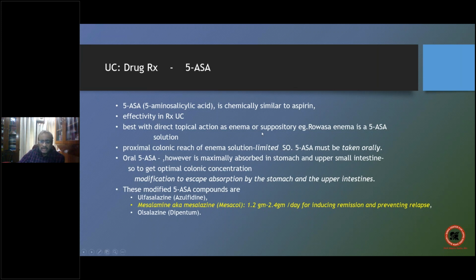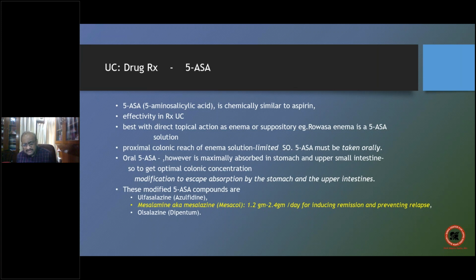So oral ASA in those patients where you have a greater degree of colonic involvement, the descending colon, the splenic flexure, the transverse colon, and so on and so forth. Now, with oral 5-ASA, the problem is it's maximally absorbed in the stomach. So if the absorption occurs in the stomach, it is not going to reach the luminal concentration that is required in the large bowel. After all, you need the luminal concentration, and that is not achievable.